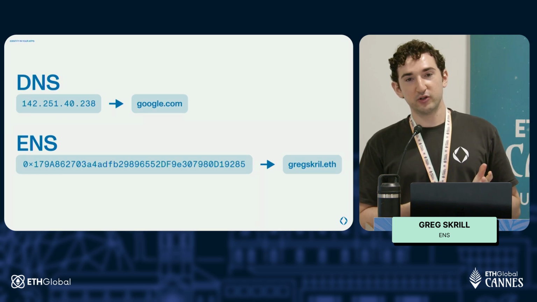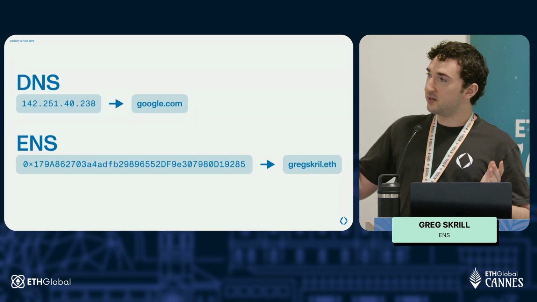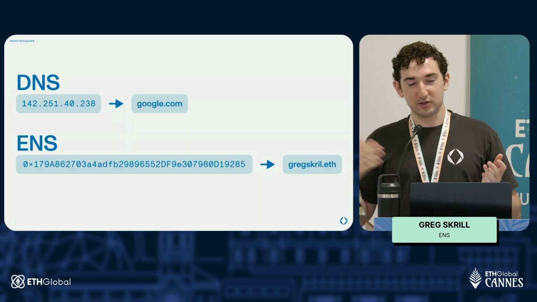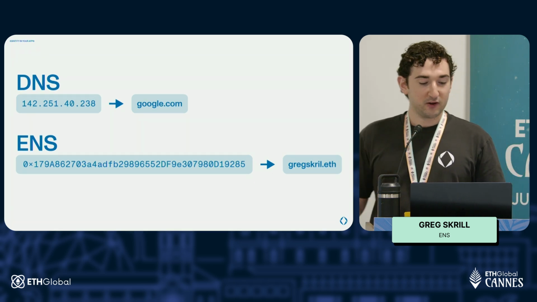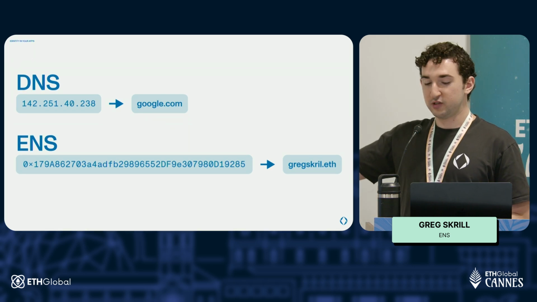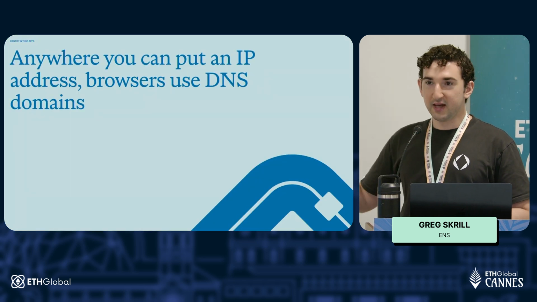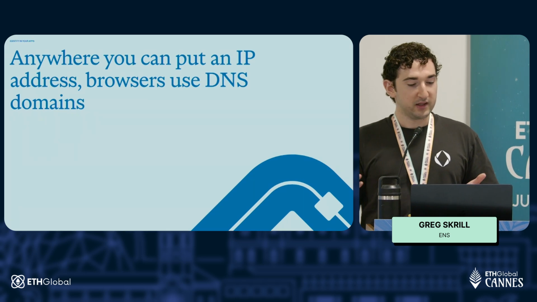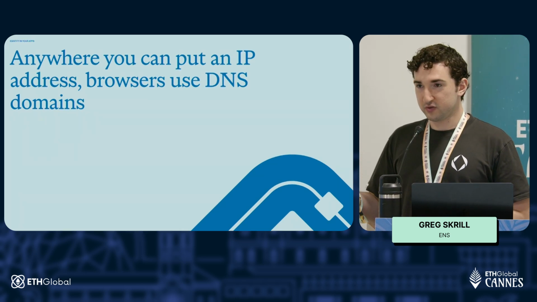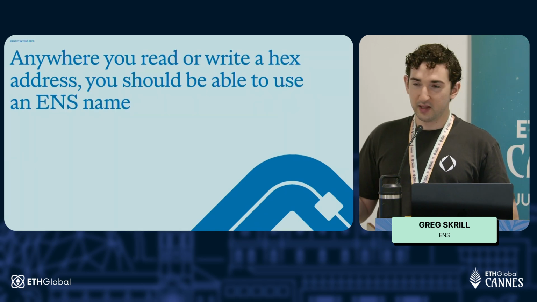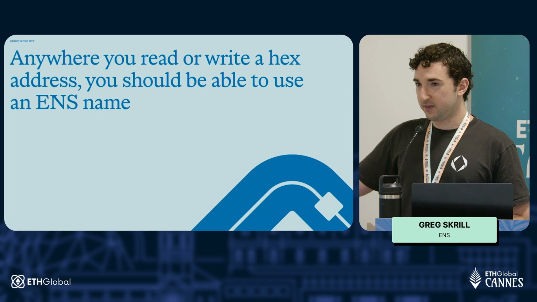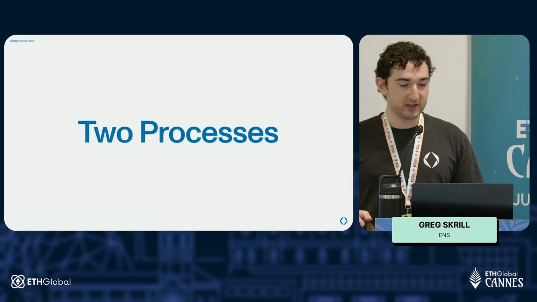You can think of it similar to DNS, right? Back in the day, servers had IP addresses instead of domain names, and domain names are significantly better. For crypto, ENS does the same thing. We go from hex addresses to human-readable names. And the way you should think about it is anywhere you can put an IP address in a browser, you can use a DNS name. Similarly, anywhere you read or write a hex address, you should be able to use an ENS name. We want to get rid of hex addresses in crypto.